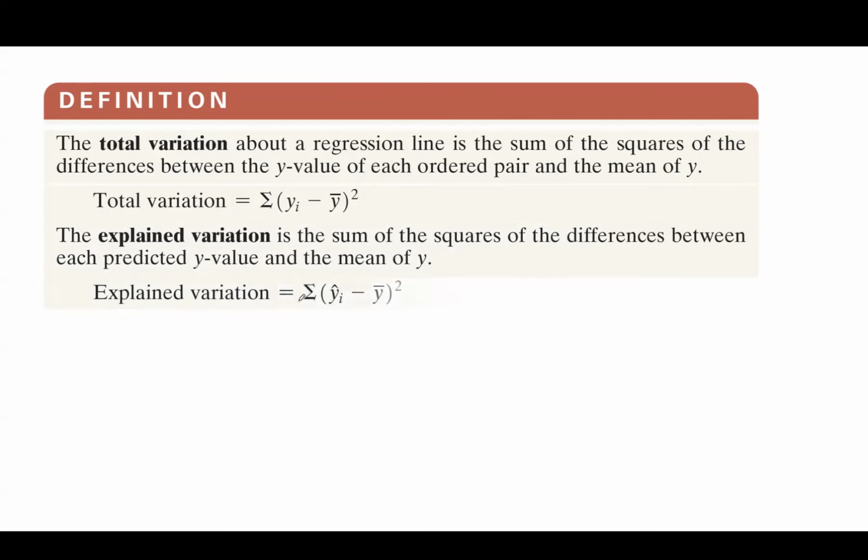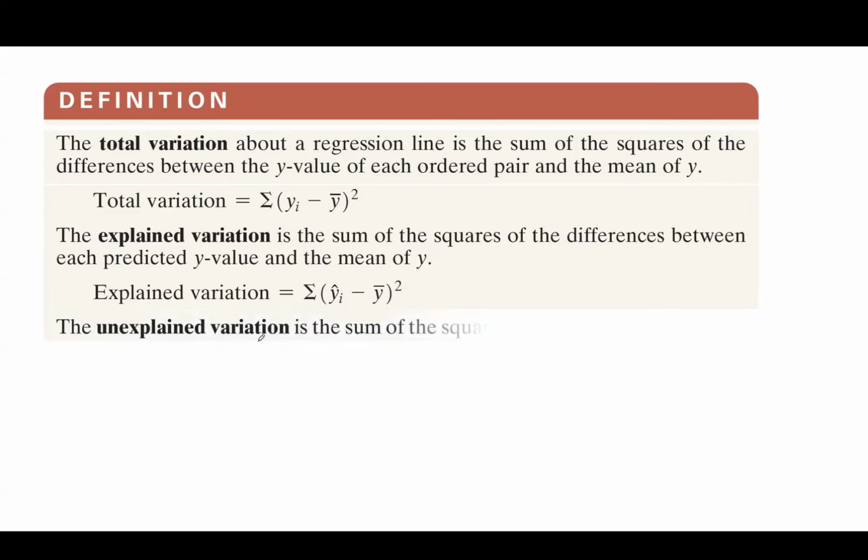Explained variation is the summation of the predicted y value. Remember that when you have y with a hat on top of it, this is basically the predicted y value, minus the average. You're going to raise it to the second power. Otherwise, if you add them all together, you might get a 0.